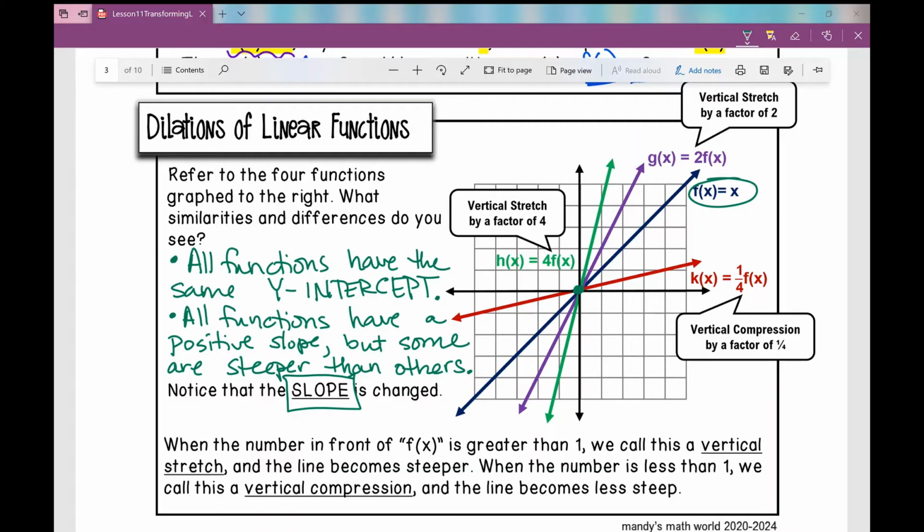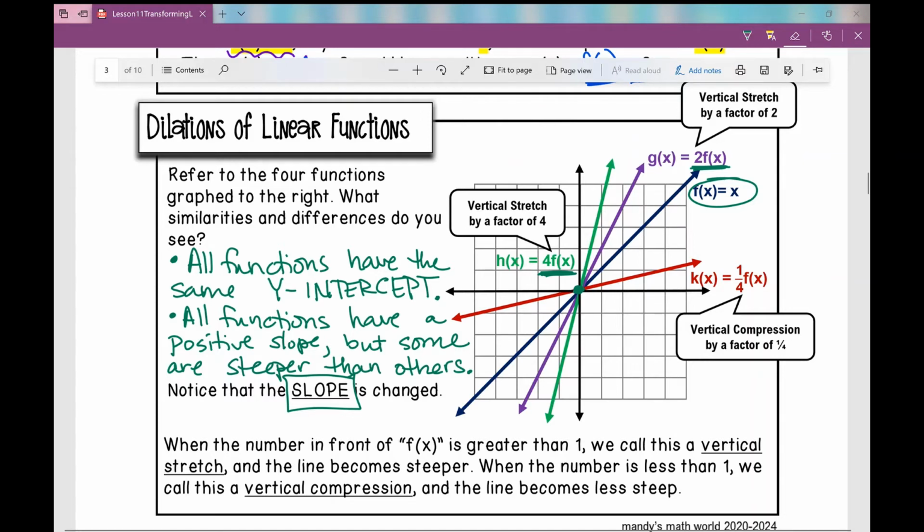We have this purple line here that is a 2 in front of f of x, and then we have this green line here that is 4 in front of f of x. Those are vertical stretches. When that number is greater than 1, it's going to stretch that graph vertically and make it steeper. Obviously, the bigger those numbers get, the steeper the slope. Because if my slope is 4, I'm going to be rising 4 and running 1 versus 2 where I'll be rising 2 and running 1. Very different. So it's going to make a slope that's steeper when it's a bigger number in front of the f of x.